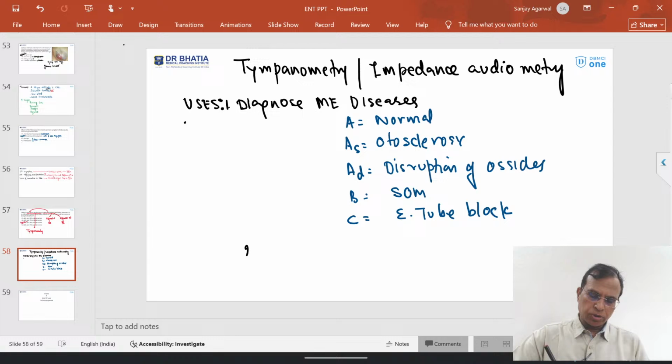Use number 2 is to diagnose eustachian tube problems.